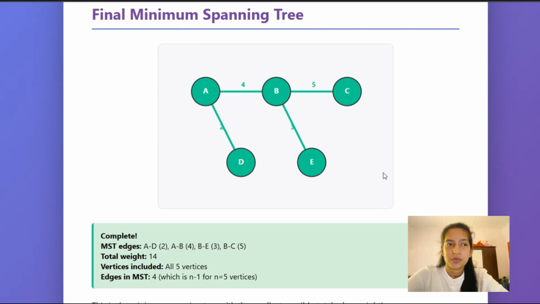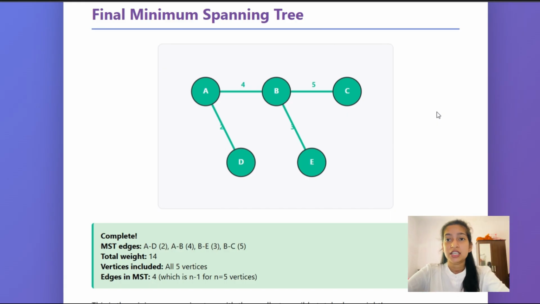Notice something important. We have 5 vertices and 4 edges, and this follows the tree property, where a tree with n vertices has exactly n minus 1 edges. And here is the guarantee. There is no other way to connect all these vertices with a lower total weight than 14. Prim's algorithm has found the optimal solution.